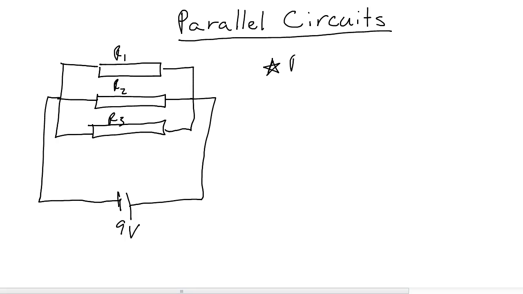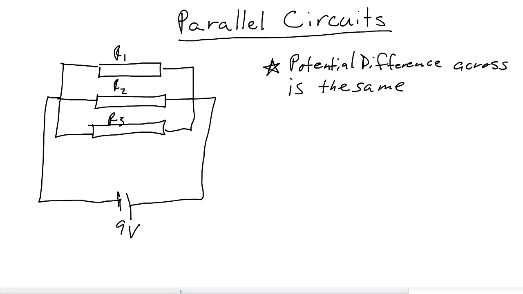And that's that the potential difference or the voltage across each of these branches, branch R1, branch R2, branch R3, is the same. Okay, so if this is 9 volts for the battery down here, I have 9 volts across each individual branch.